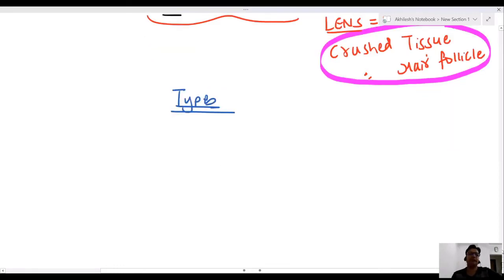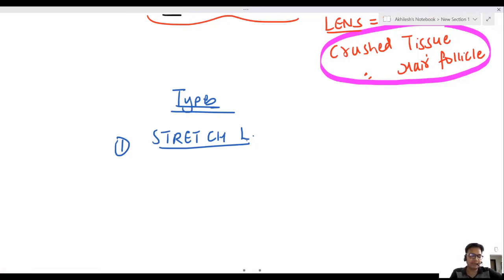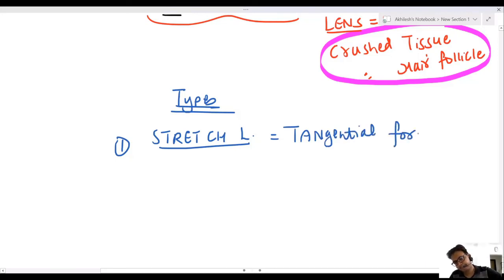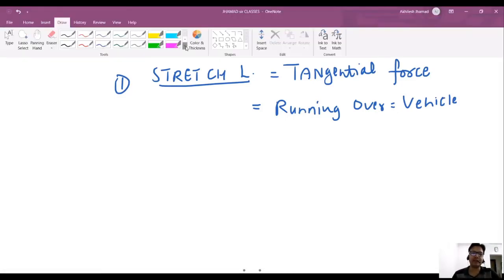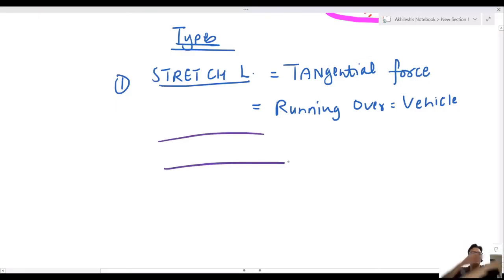Types of laceration. Number one is stretch laceration. It's a very simple one. When you have tangential force, for example, this is tangential force leading to overstretching of the skin. So this is running over by a motor vehicle. If you see, the skin is stretched like this when run over by a motor vehicle. If skin is overstretched, that is a stretch laceration.